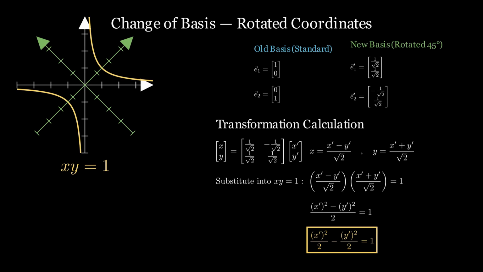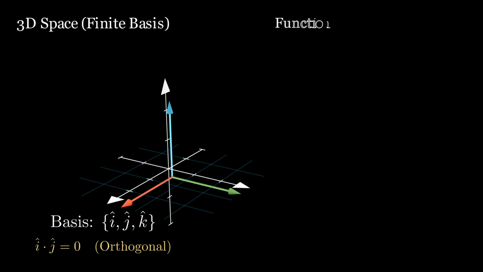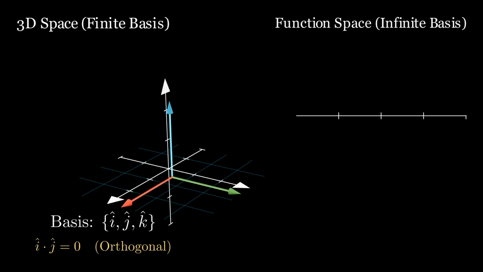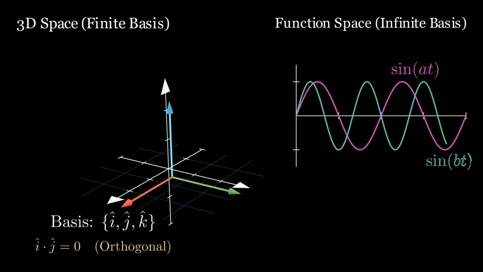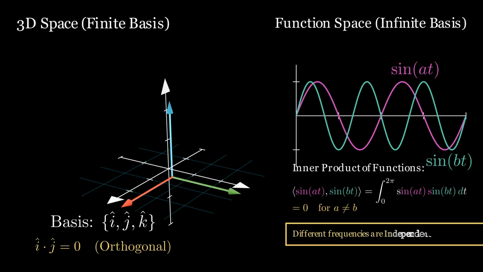In a 2D plane, we only need 2 basis vectors. In 3D space, we need 3. But when we move into frequency space, we are dealing with infinitely many dimensions, which means we need an infinite number of basis vectors. For example, let's look at sine waves. 2 sine waves are mathematically independent as long as their frequencies are different. And since frequency is a continuous spectrum, we have an infinite number of distinct frequencies to serve as our basis.